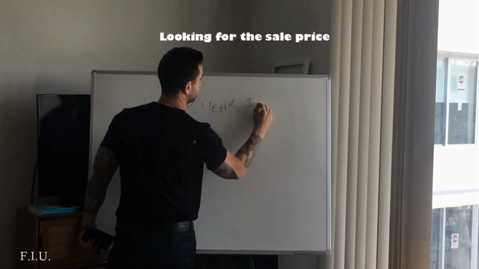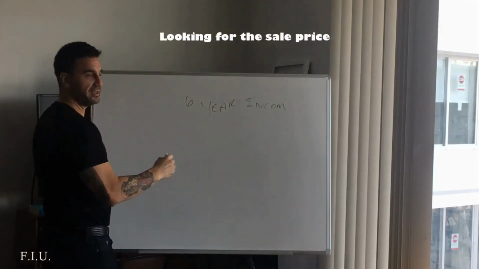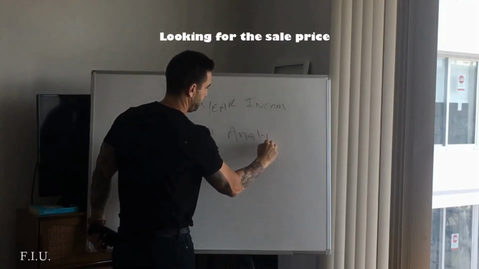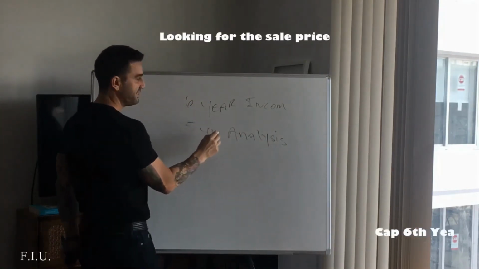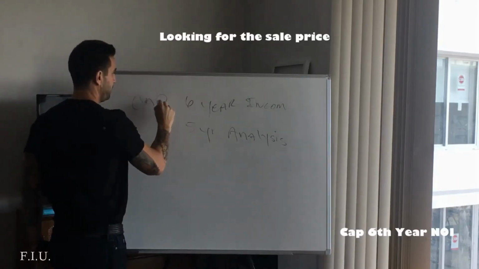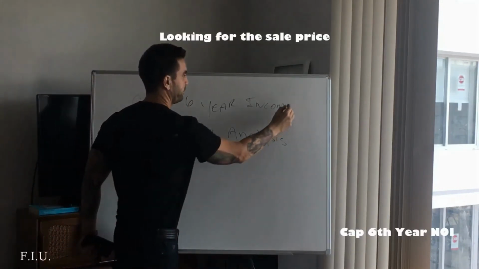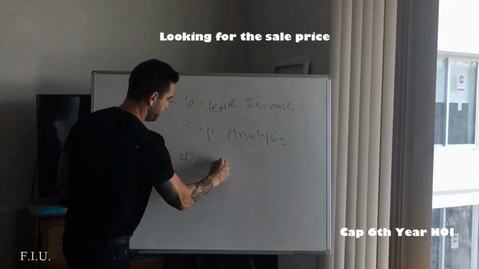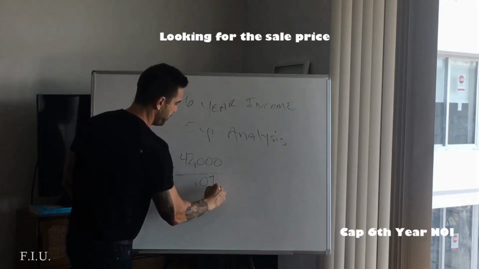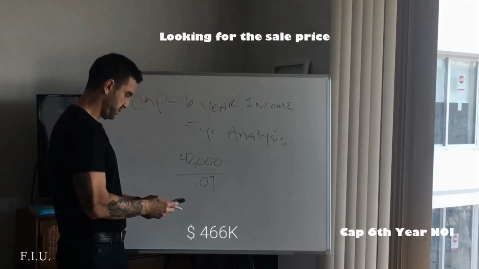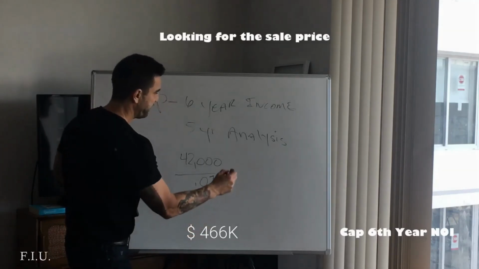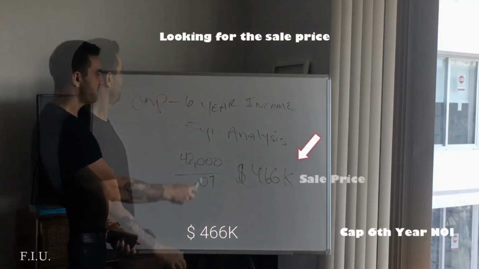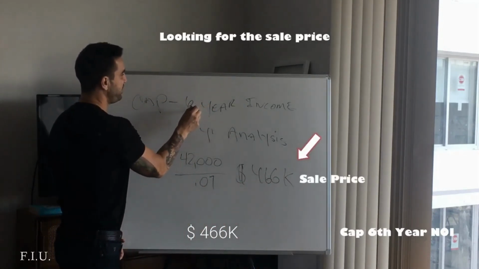6-year income. Remember that. It's a 5-year analysis. Five-year analysis, we're going to cap the 6-year income. Right? 42,000 divided by 0.09. Got a value, $460K. So if you have a 5-year analysis, you're going to cap the 6-year NOI.